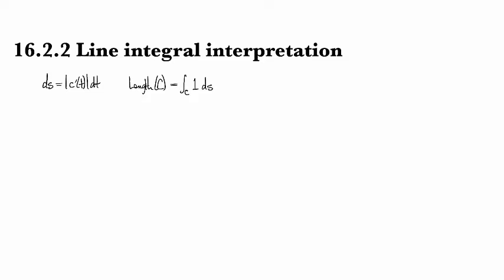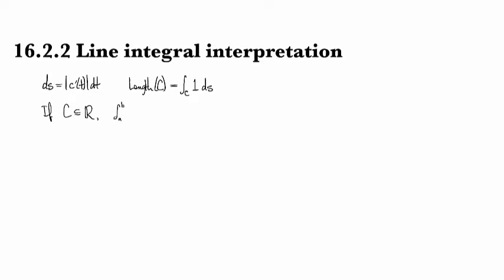So first recall that the arc length element, ds, is the speed of the path times dt. And then when we integrate that against 1 over the curve, we just get the length of the curve, right? So if C is actually a curve in R, it's going to look really boring. It's just going to be a line segment, but that's fine. You can still do it.